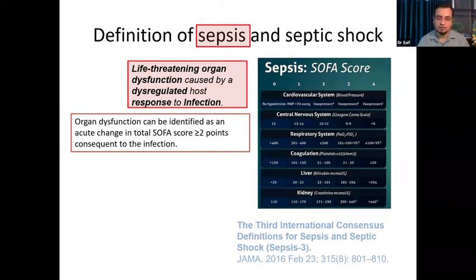That is what the score is about: defining the severity of organ dysfunction and severity of illness overall. So if the SOFA score increases by 2 points, that means there is a life-threatening organ dysfunction. You can calculate that SOFA score on an app on your mobile phone as well. It is not so difficult to calculate.